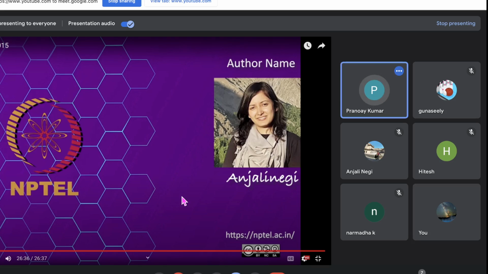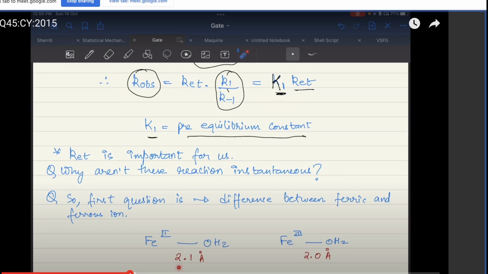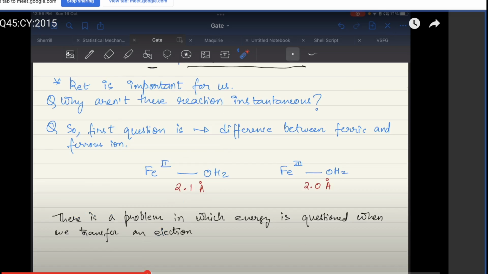I have one doubt, ma'am. Yeah, Pranay, you tell. You said Fe2+ OH and Fe3+ in the precursor molecule, yes. Fe3+ OH has asymmetrical stretching. Why is that so?